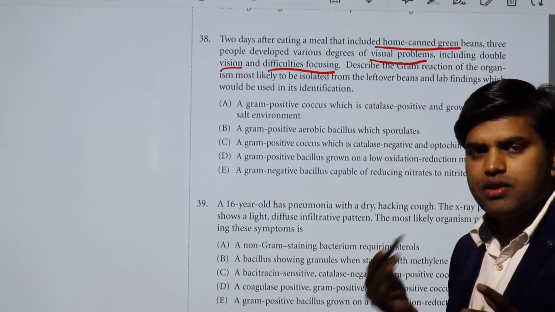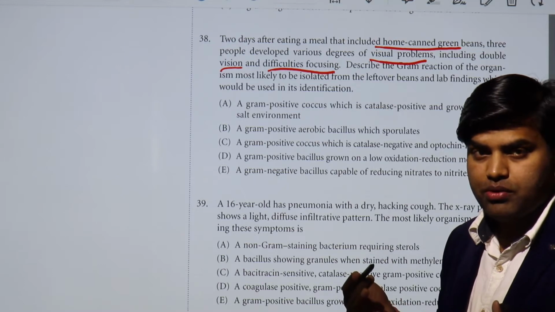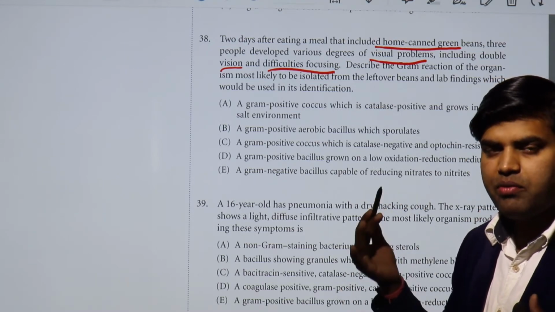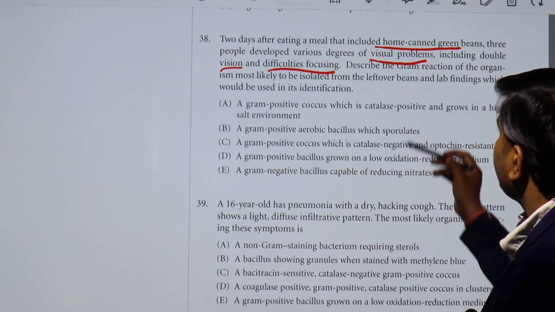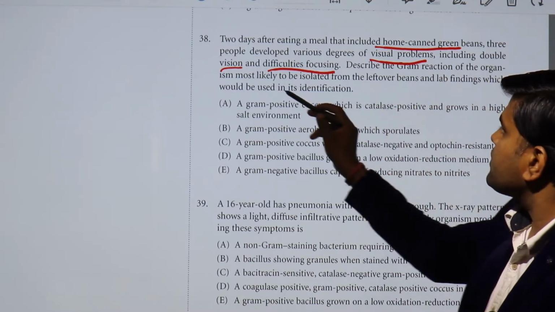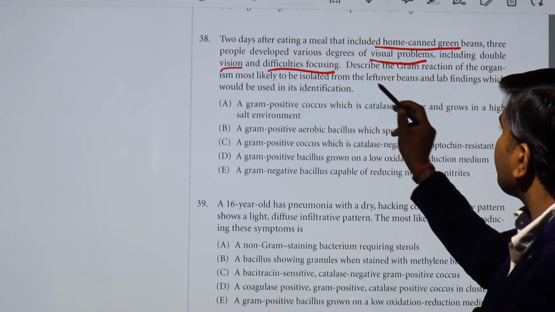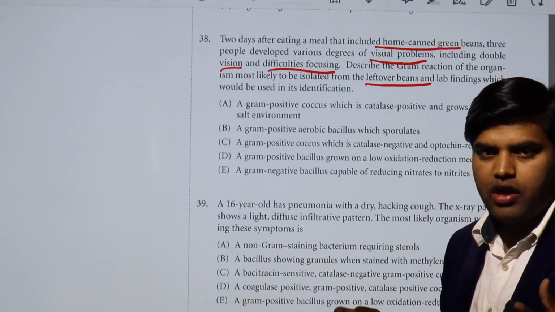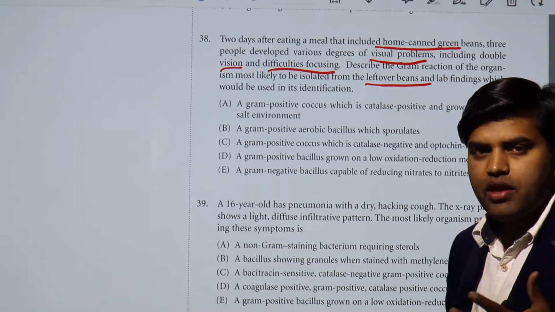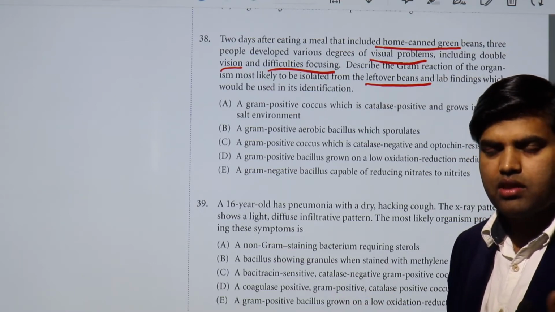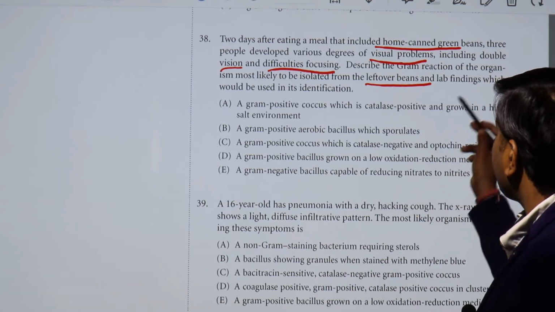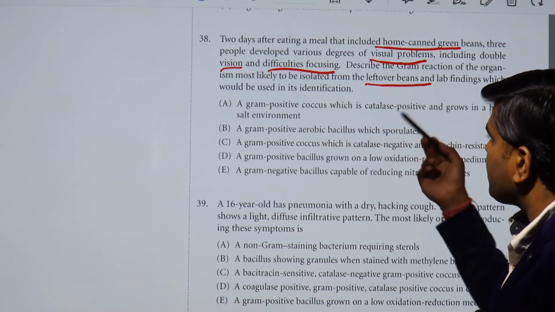If you remember, these are the features of botulism. If you get botulinum toxin, then there will be flaccid paralysis and muscle weakness, and you develop this visual problem. Describe the gram reaction of the organism most likely to be isolated from the leftover beans. So if you test the leftover beans and isolate the organism, what will be the characteristic finding? Which organism is it, and then you describe it as gram positive or gram negative, or its characteristics. The lab finding which will be used to identify it.